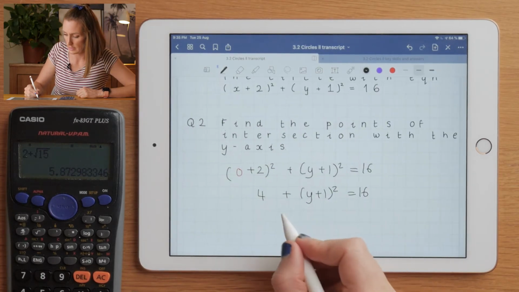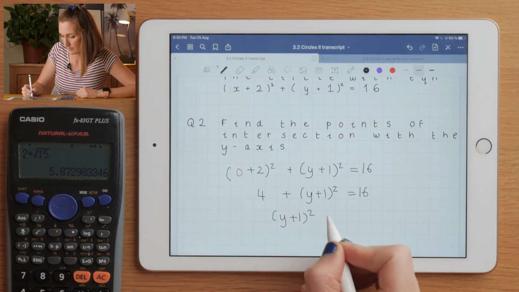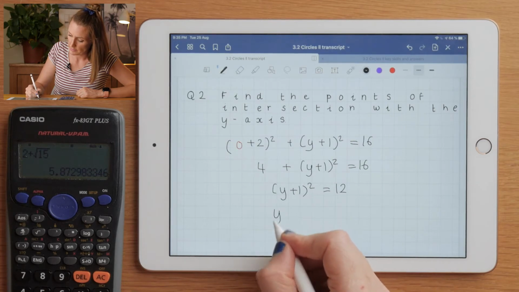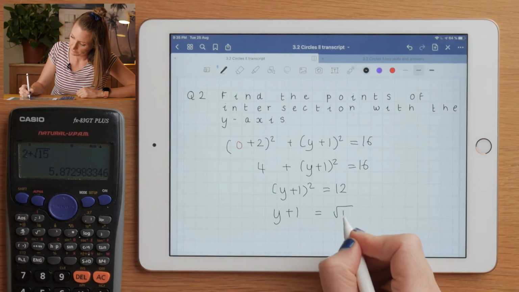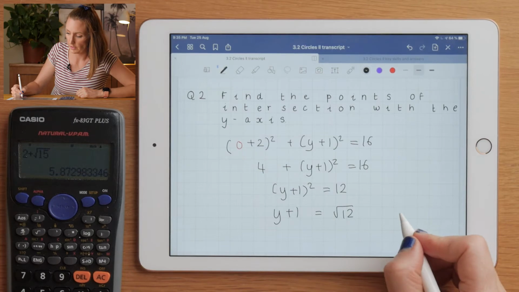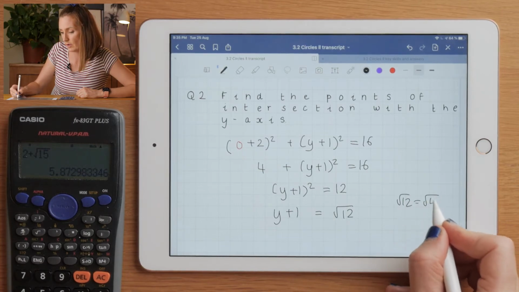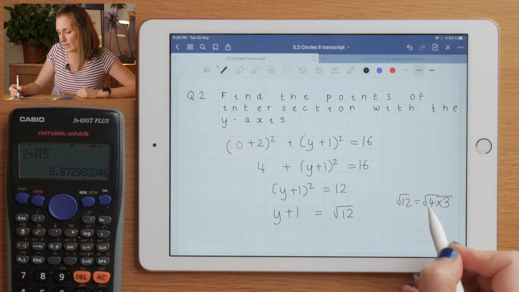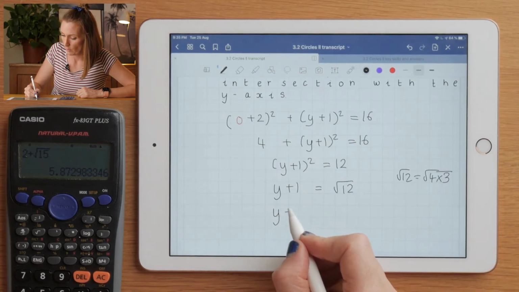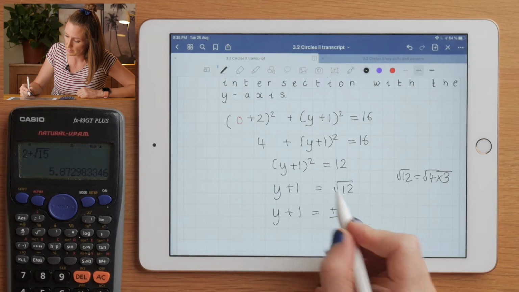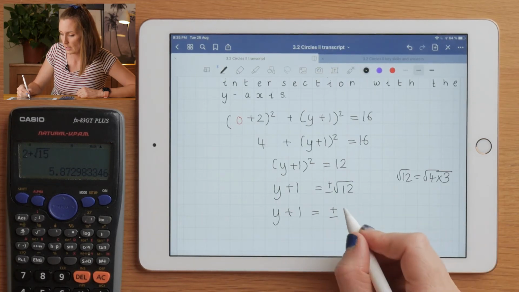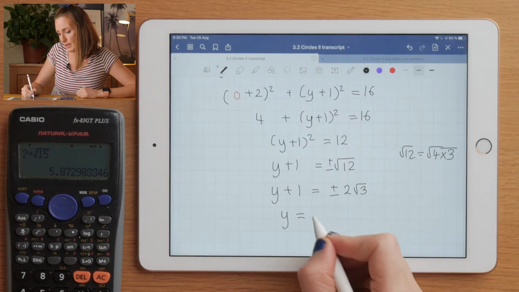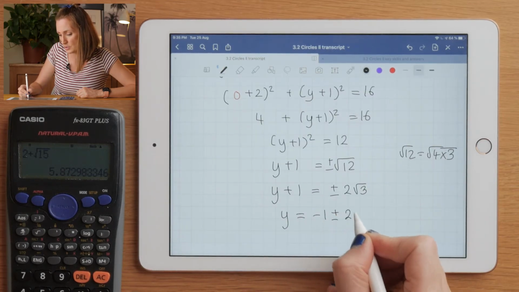Bring the 4 to the 16. 16, take away the 4 would be 12. Take the square root. The square root of 12, you can think about square root 12 as 4 times 3. Remember from surds, if you need to go back, check that out, that you always want to take out a square number. So you'd have y plus 1 equals plus or minus, forget your plus or minus, guys, 2 square root 3. So y would be minus 1 plus or minus 2 square root 3.